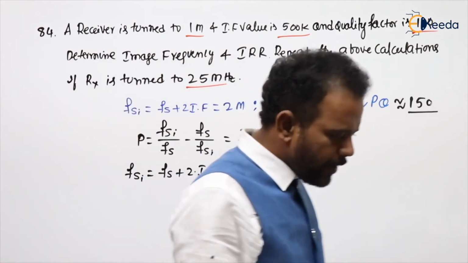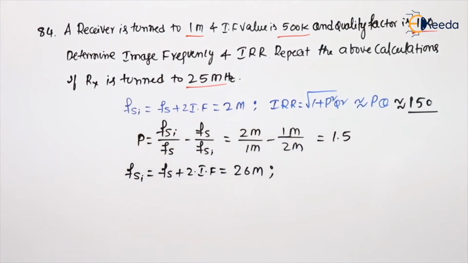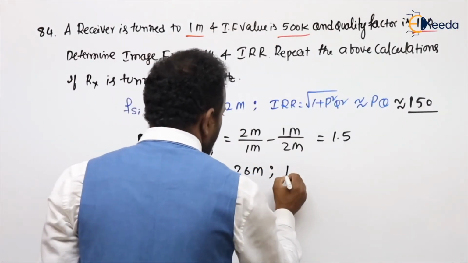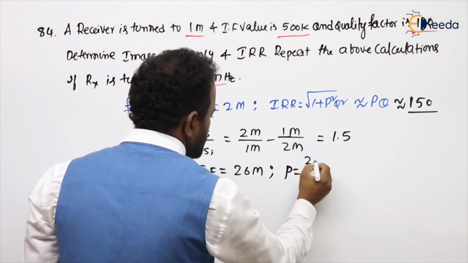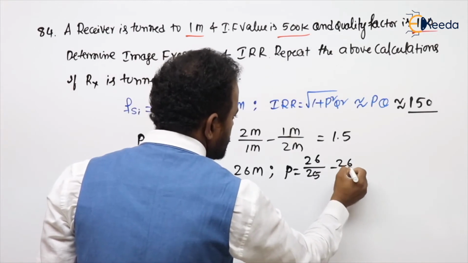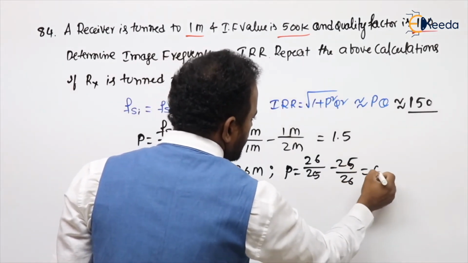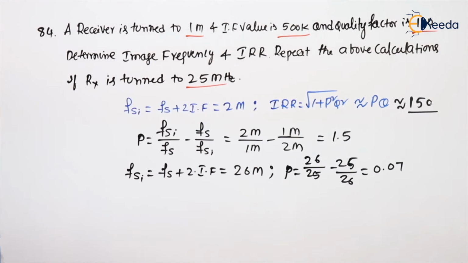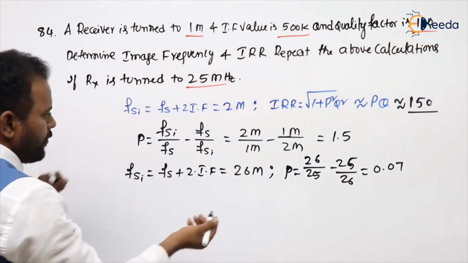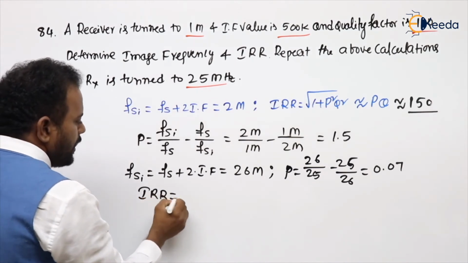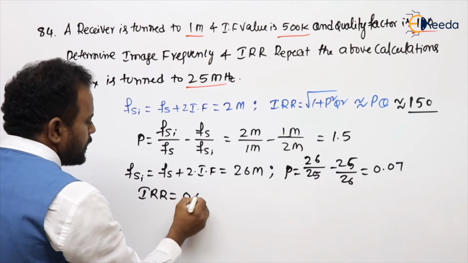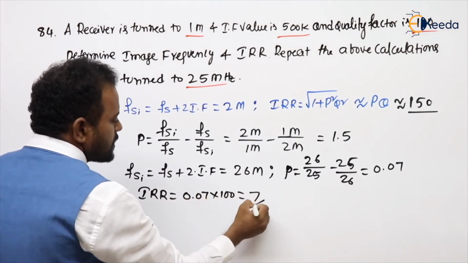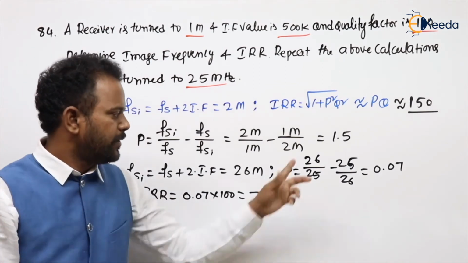Then calculate the p-value, students. If you calculate the p-value, how much is coming? What is the p formula? FSI by FS, that is 26 mega by 25 mega minus 25 mega by 26 mega. 0.07 something you will get. Next, what is the quality factor? Quality factor is 100. What is the IRR value? IRR value will be this 0.07 into 100, so 6 or 7 will come approximately. You can do the calculation.